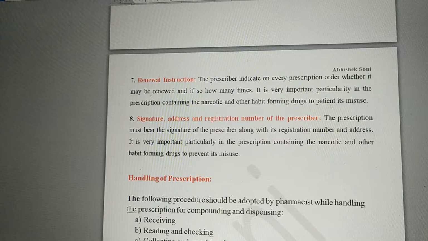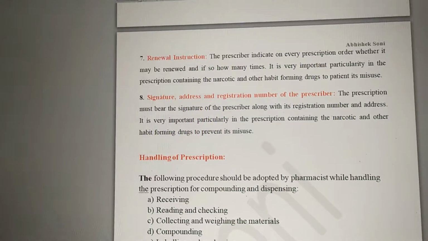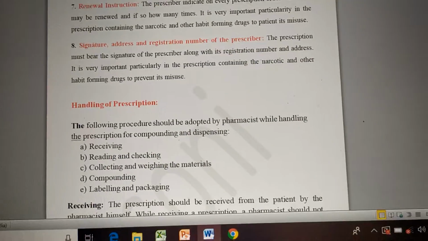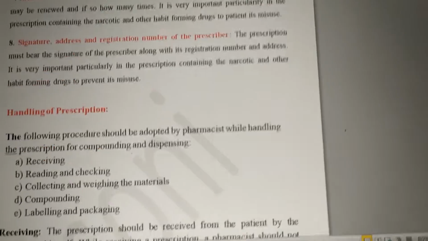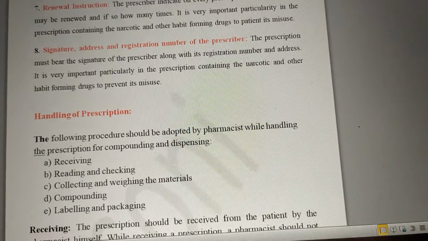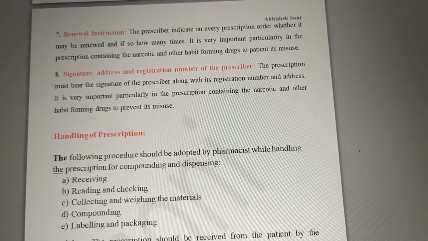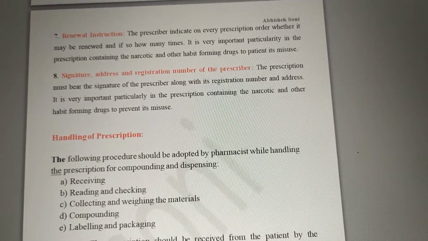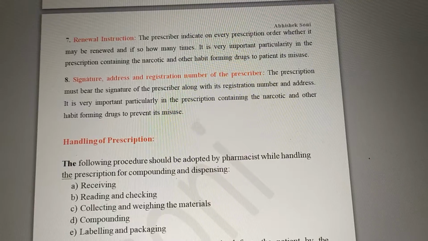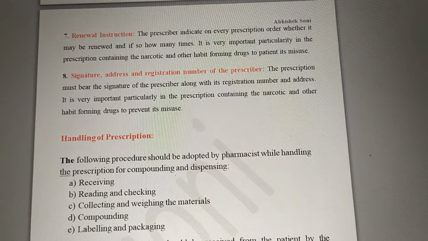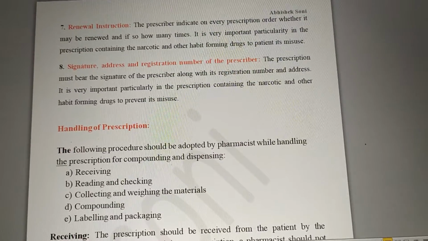Renewal instruction. The prescriber indicates on every prescription order whether it may be renewed and if so how many times. It is very important, particularly in the prescription containing narcotic or other habit-forming drug, to prevent its misuse by the patient.